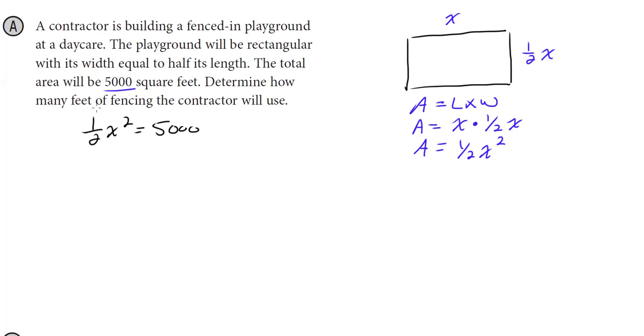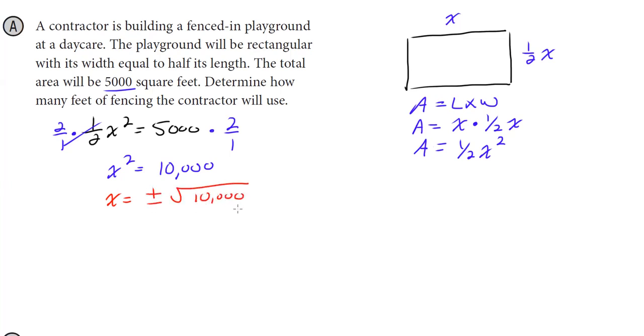So my first step would be to get rid of this half. So remember, the way we undo multiplication by a fraction is by multiplying by the reciprocal. We flip and multiply. So I'm going to multiply both sides by 2 over 1. This gives me x squared equals 10,000. Then I don't want x squared, I want x, so I need to get the square root. So x is going to equal positive or negative radical 10,000, and 10,000 is a perfect square. The square root of 10,000 is 100. So I get as my answer x equals positive or negative 100.